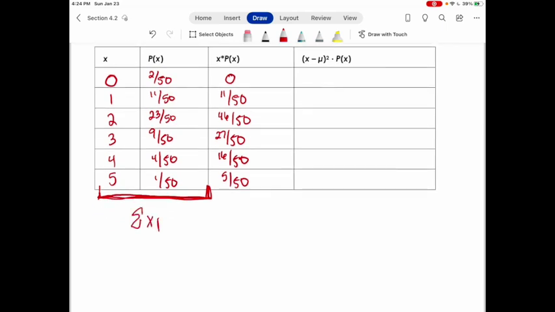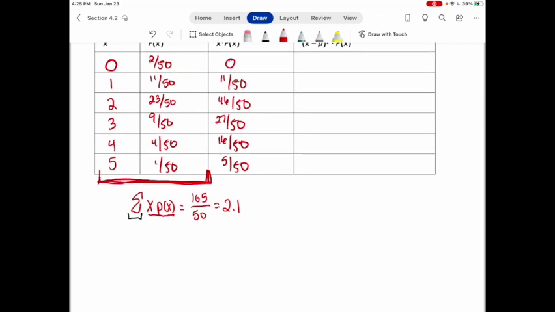Now, to find the expected value, we want to find the sum of all of those values. Remember, that's what this symbol tells us to do. So I'm going to add all of those up: 11 over 50, 46 over 50, etc. And then when I add all that up, I get 105 over 50. And we can put that in decimal form as 2.1.